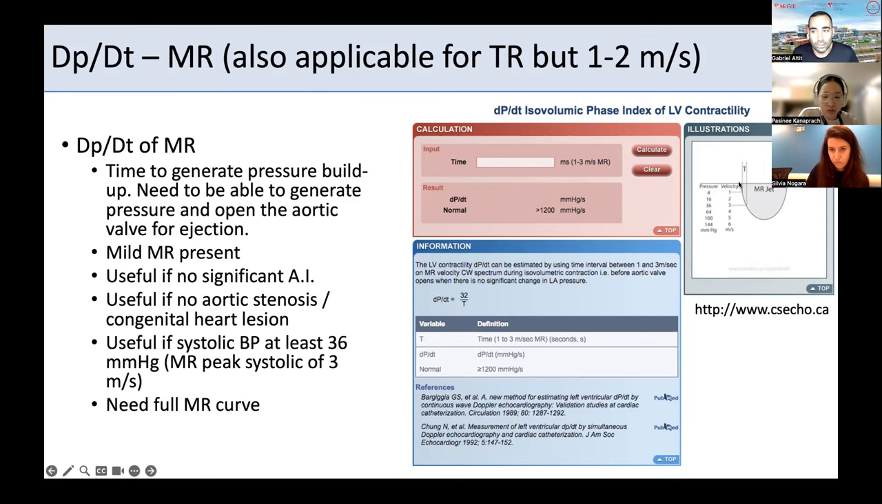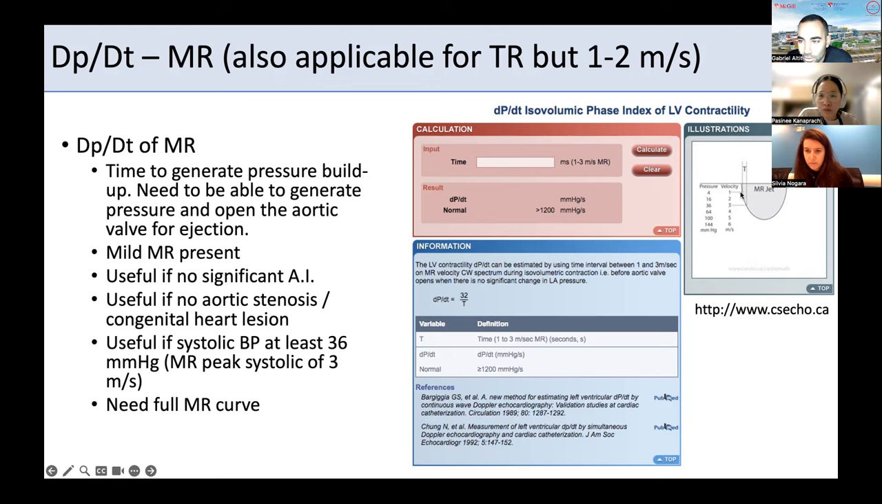So dP/dT is when you take advantage of the mitral insufficiency to measure the speed at which pressure is being generated. As you can see here, the left ventricle should be able to generate 1,200 millimeters of mercury per second. This is a mitral regurgitation jet, so if you go from the velocity of 1 and use Bernoulli, 1 × 1 × 4 gives you 4, and 3 × 3 × 4 gives you 36 millimeters of mercury.